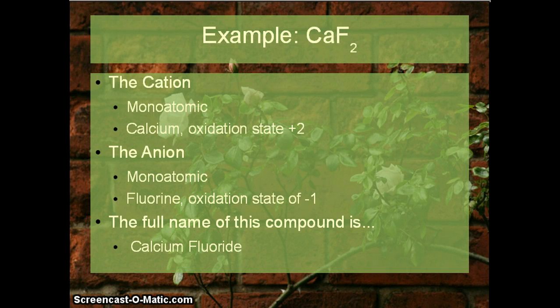First, we look at CaF2. The cation is monoatomic calcium, which always has an oxidation state of +2. The anion is monoatomic fluorine, with an oxidation state of -1. The name of this compound is calcium fluoride. Notice how the ending of fluorine was changed to fluoride.